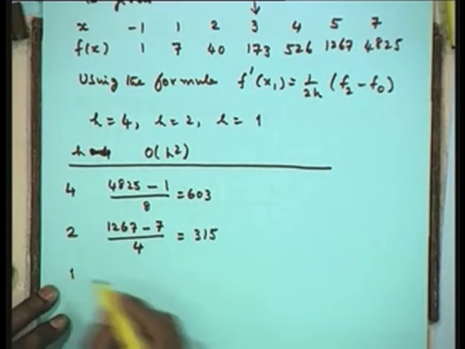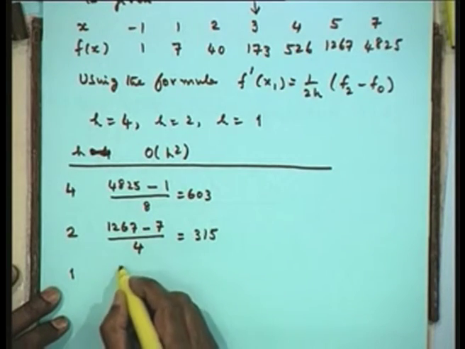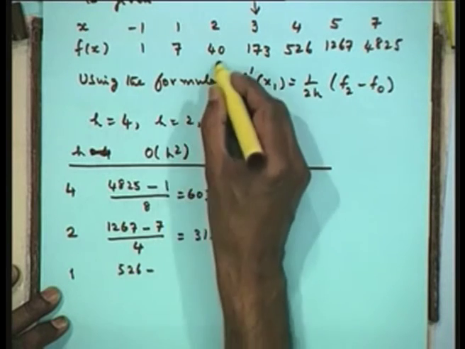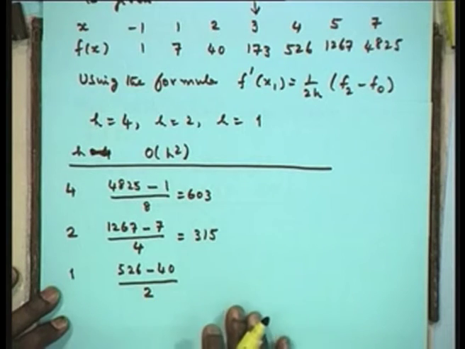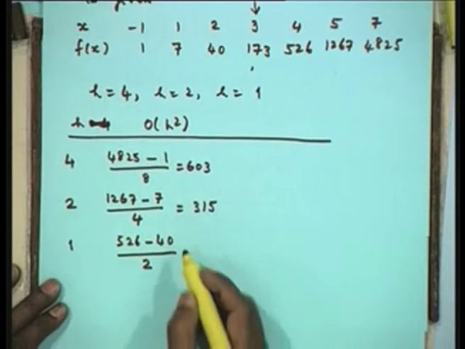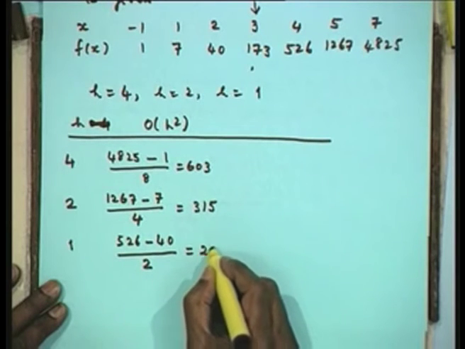Now, we have step length 1. With step length 1, the value at the next point is 526 minus 40 divided by 2 times h, that is 2, that is 486 by 2, that is 243.